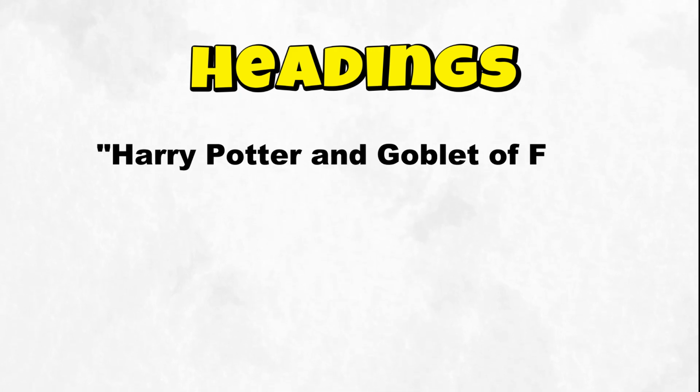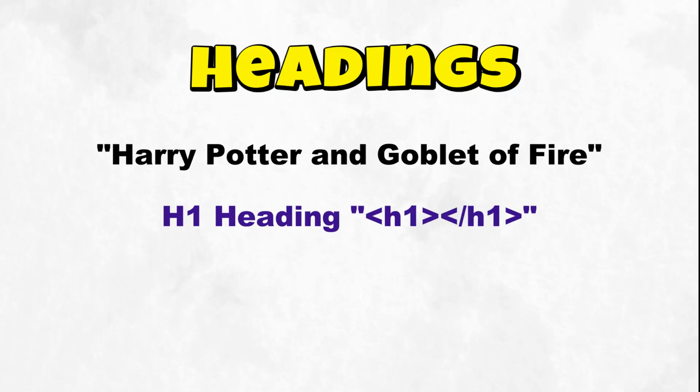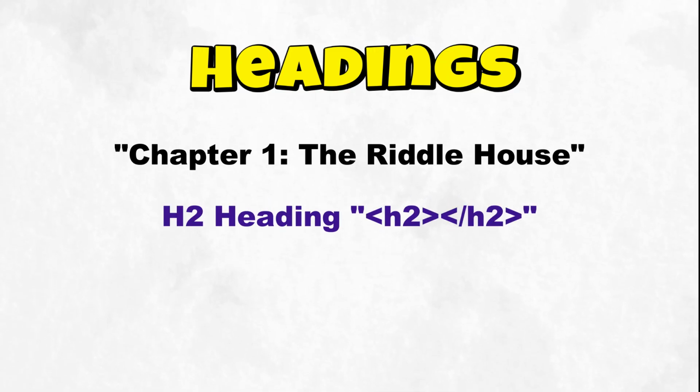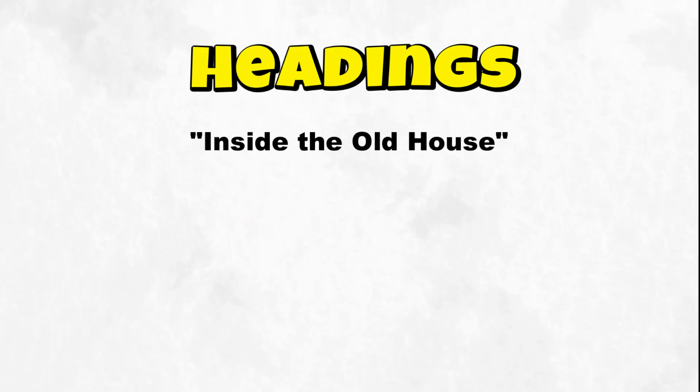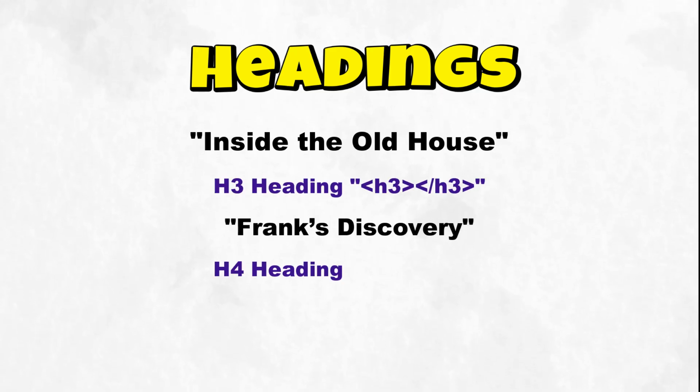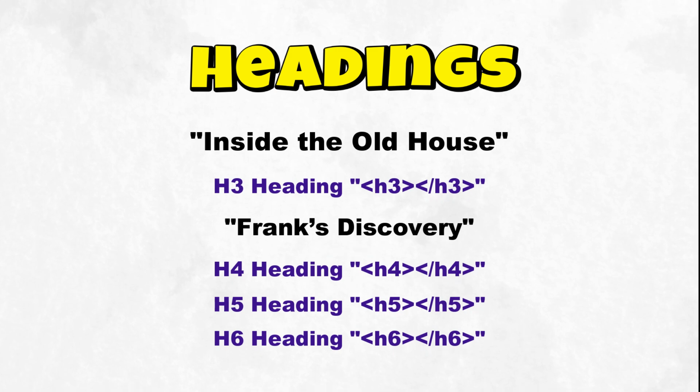Let's start with the headings. Imagine you are reading Harry Potter and the Goblet of Fire. The main title on the cover is Harry Potter and the Goblet of Fire. That would be your H1 heading, the biggest and the most important heading of your page. Then inside the book you have chapter titles like Chapter 1, The Riddle House. This would be your H2 headings. And inside a chapter, if there are smaller sections like Inside the Old House or Frank's Discovery, you could use H3, H4, H5 and H6 for those subheadings.